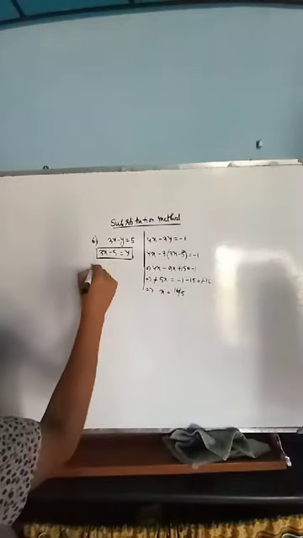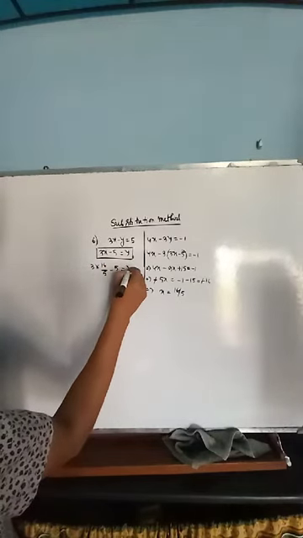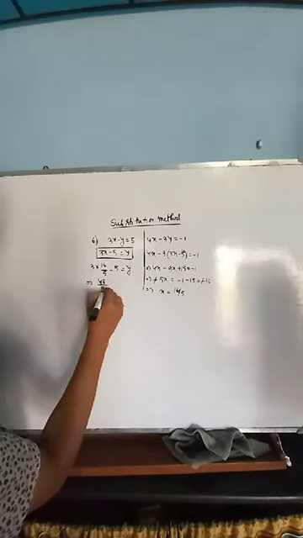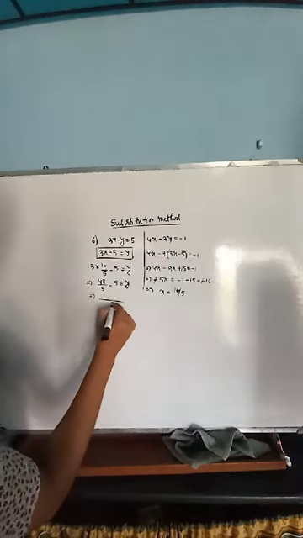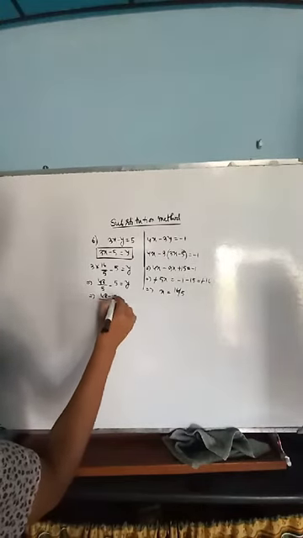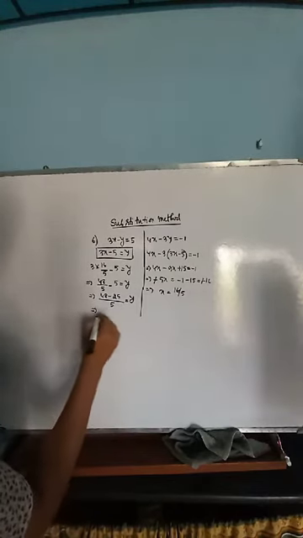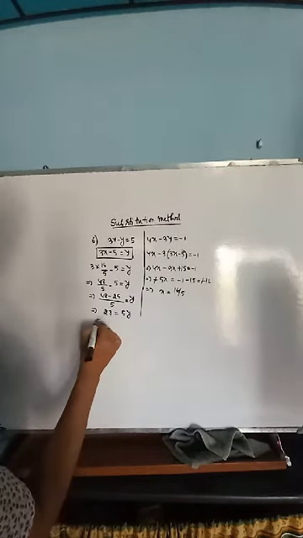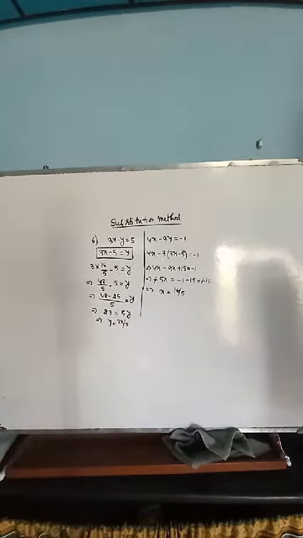If I put it here, 16 by 5 minus 5 is equal to y. So 48 minus 5 is equal to y, that is 48 minus 25, so y is equal to 23 by 5. So we are getting the x value is this and the y value is this.